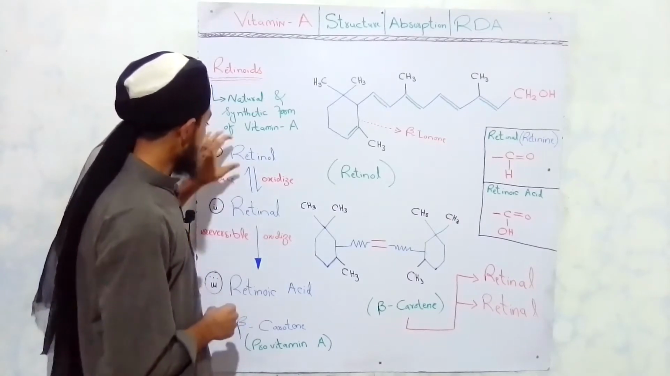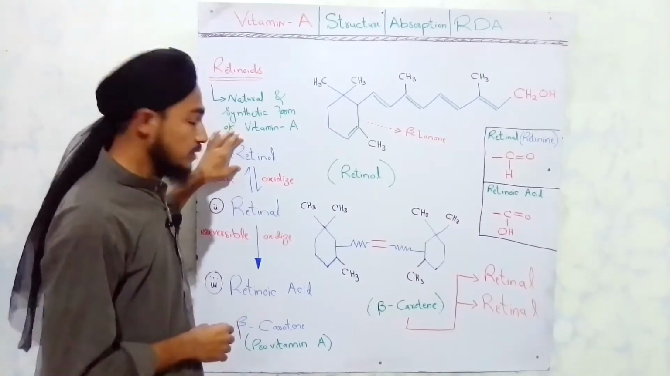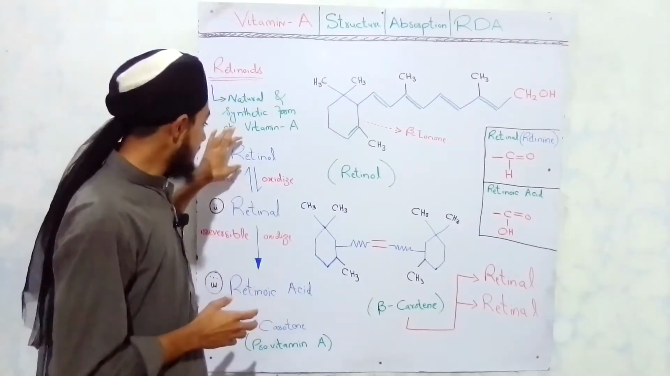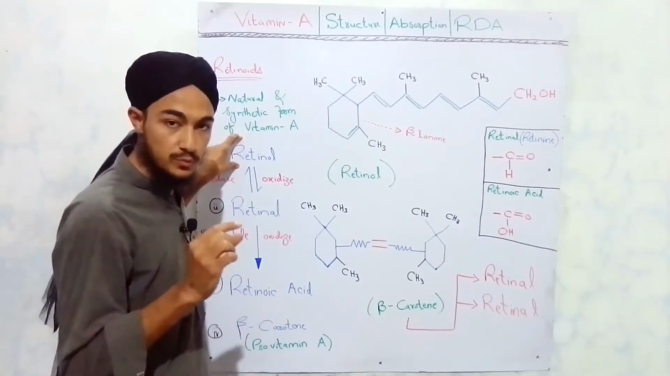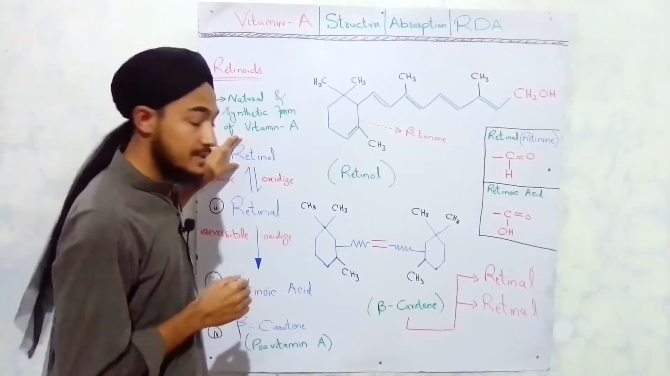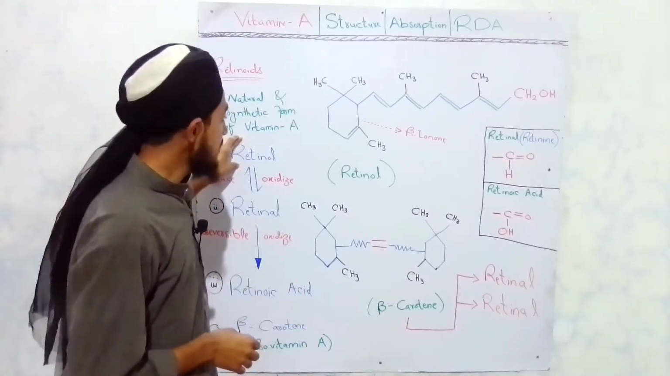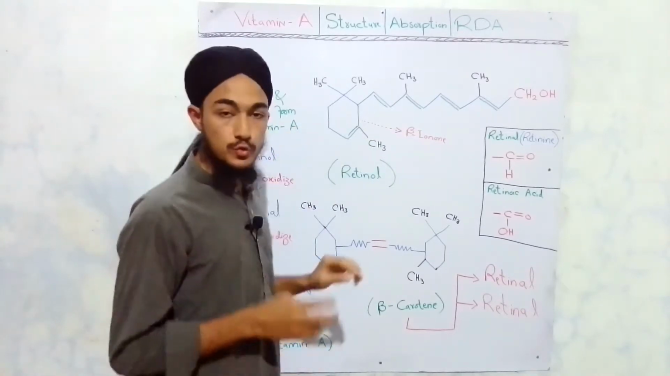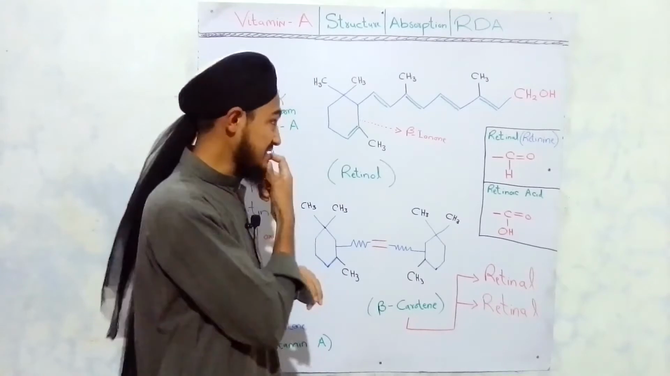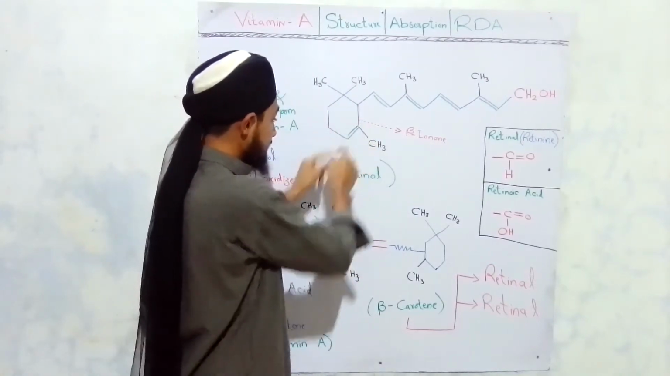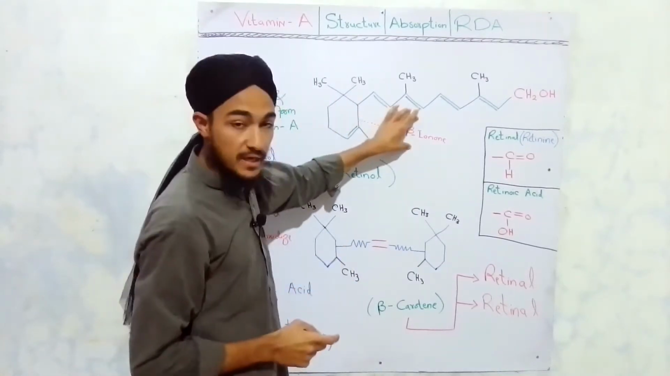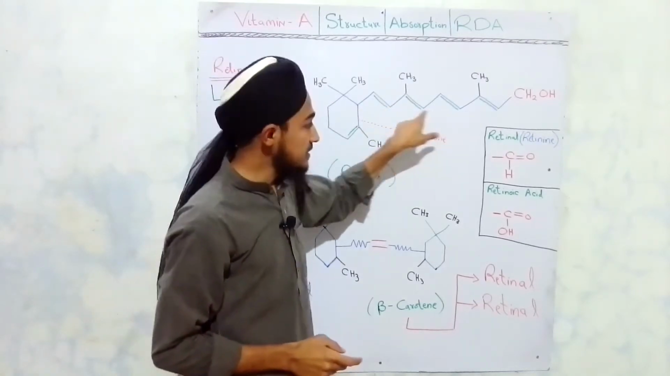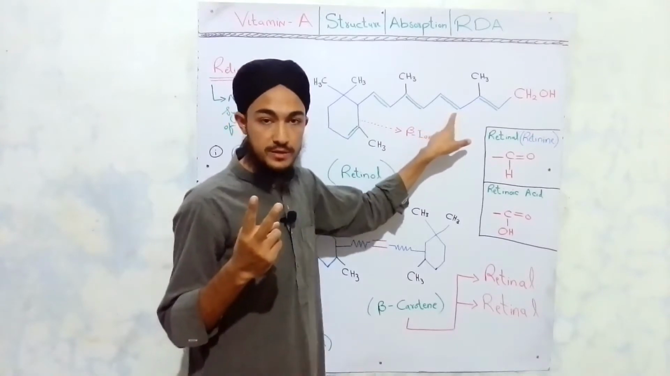So let's start with the structure of retinol. Retinol is the vitamin A alcohol. It means that retinol contains a hydroxyl group at its end, at the end of the side chain. Here is the structure of retinol. The retinol contains two basic parts. The first part is this ring, which is known as beta ionone ring, and it has a side chain. This side chain has two isoprenoid units.